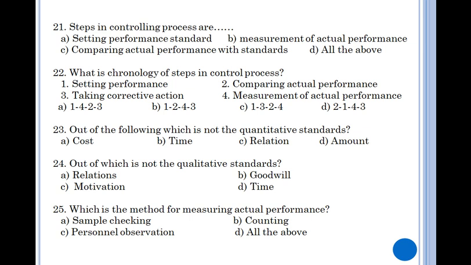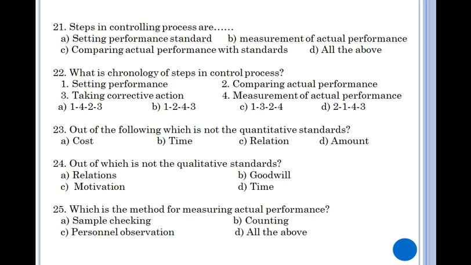Next, 22. What is the chronology of steps in the control process? Chronology means a stepwise direction. We have a total of 5 steps. From that, we have here 4 options. First, setting performance; second, comparing actual performance; third, taking corrective action; and fourth, measurement of actual performance. So what will be the first step? We set the standards. So we have here option 1, that is setting the performance.